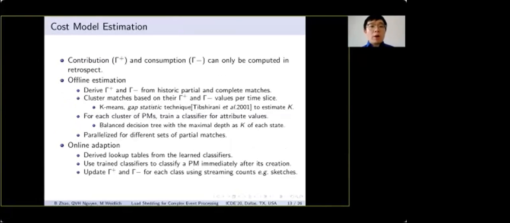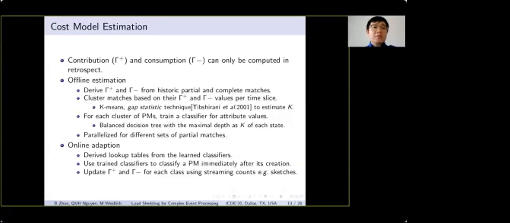There is a major problem of computing contribution and consumptions of partial matches. That is, they can only be computed in retrospect, because we are talking about computing something in the future. Therefore, we need to estimate them. We first estimate the cost model offline and then adapt it online. For offline estimation, we record historical partial matches and complete matches. Based thereon, we derive contributions and consumptions for partial matches. After that, we perform clustering for partial matches based on contribution and consumption values per time slice.